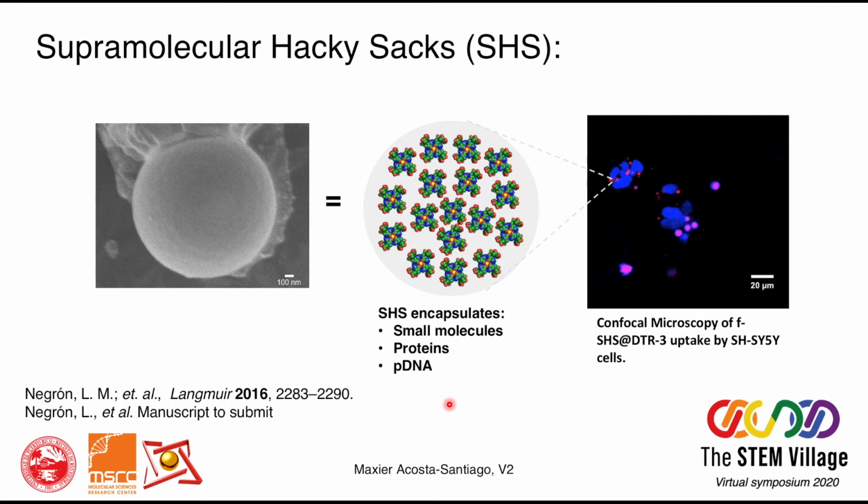What I'm showing you here is the encapsulation of dextran 6 red, which would be the red dots around the nucleus of the neuroblastoma cells. So here we can see in this confocal image that they don't only encapsulate, they go inside the cell and somewhat get to the area of the nucleus of these types of cells.